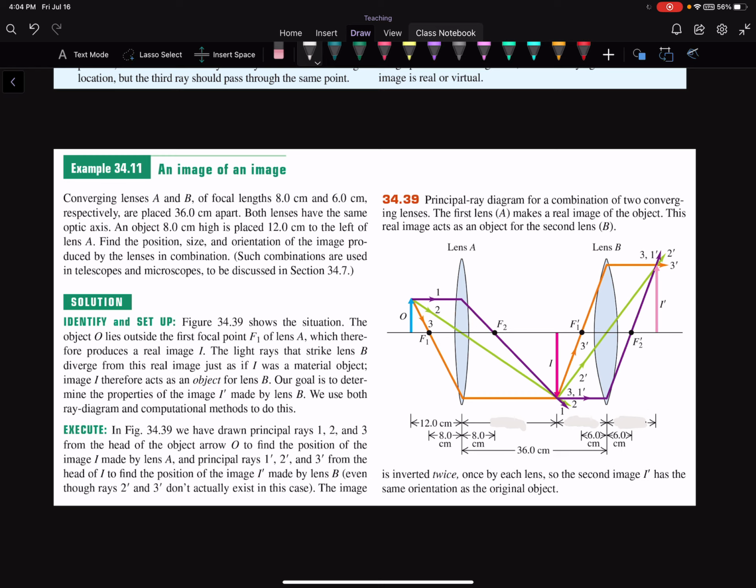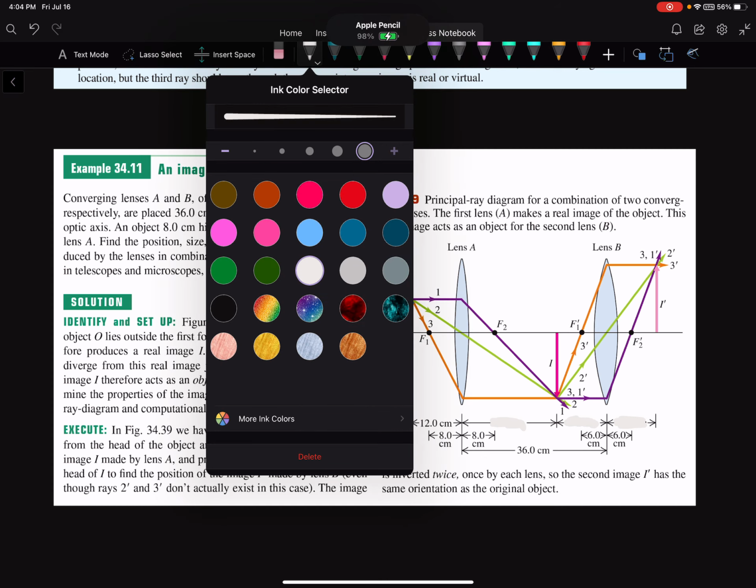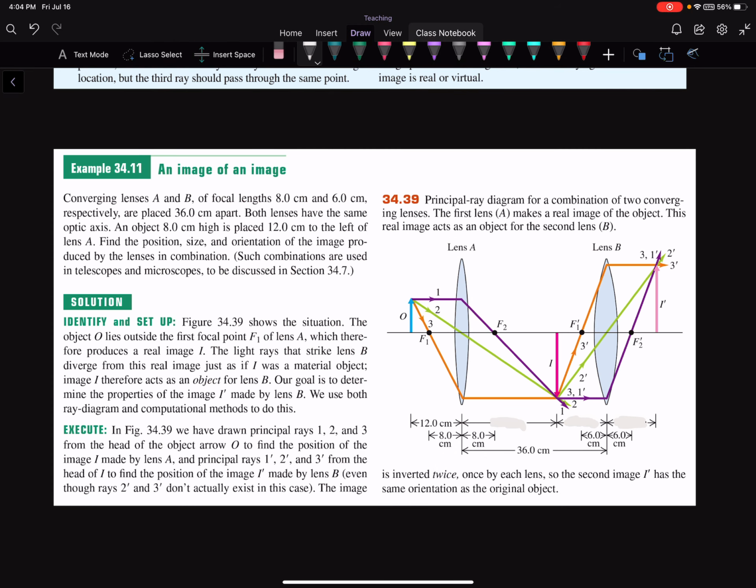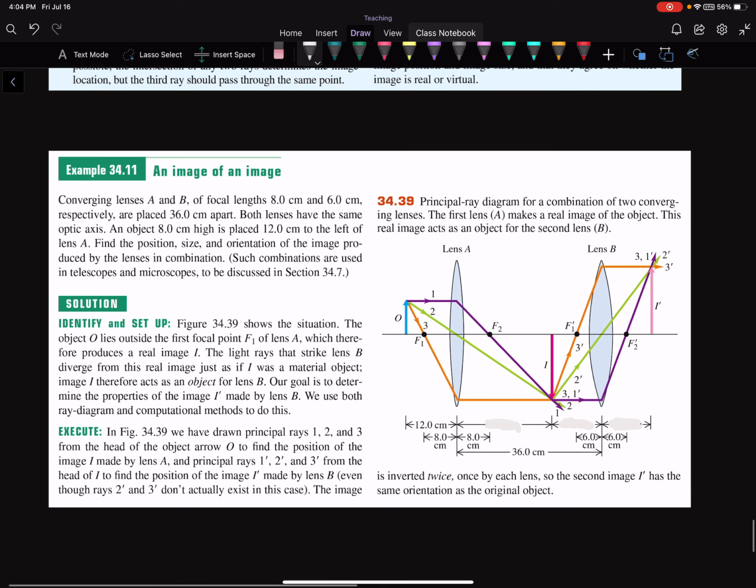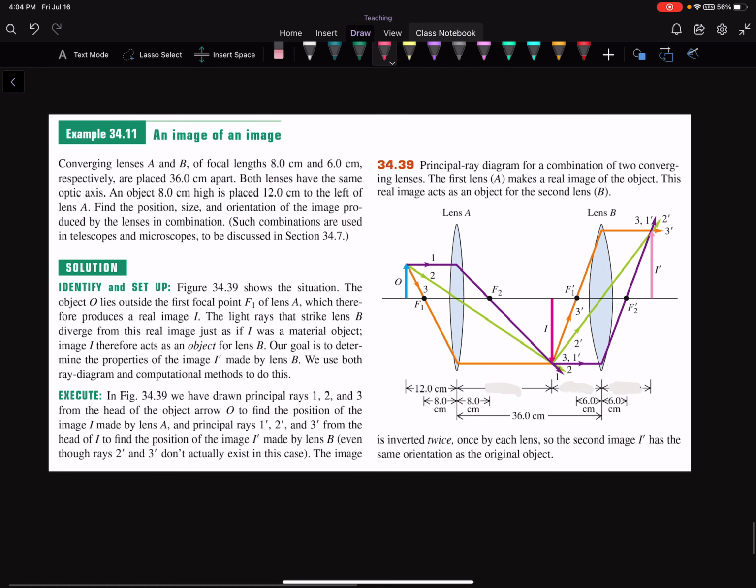So let's read through this. Converging lenses A and B of focal lengths 8 centimeters and 6 centimeters respectively are placed 36 centimeters apart. Both lenses have the same optic axis. An object 8 centimeters high is placed 12 centimeters to the left of lens A, right? I'll use red here, a more striking color. So this distance, and they gave you that it's 8 centimeters high, right? They give you that height.